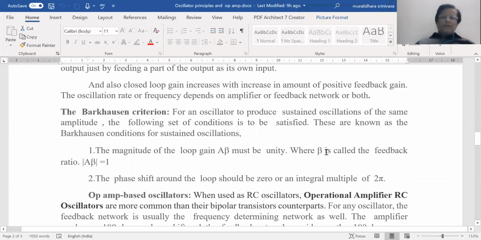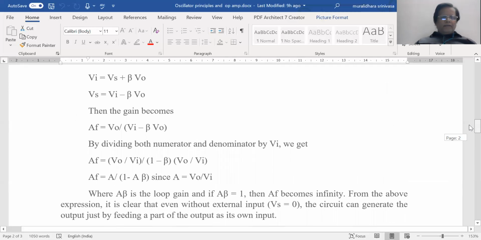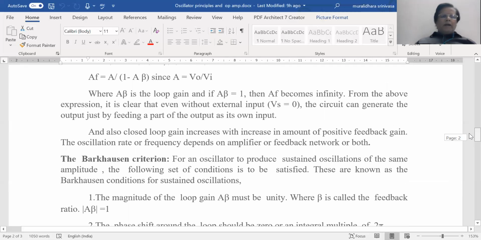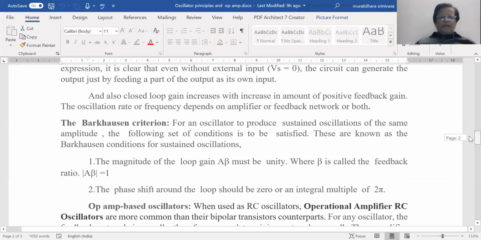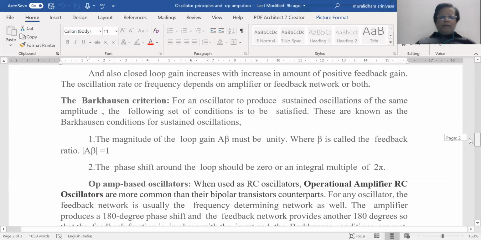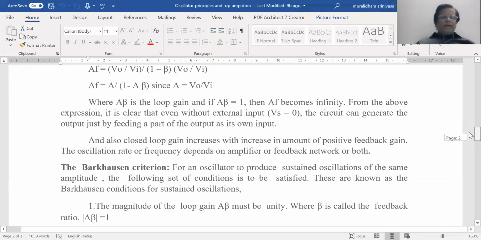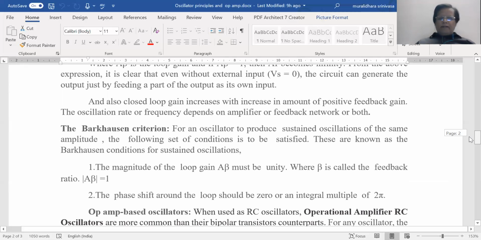Stable oscillations are produced when two conditions are met. As you saw above, the gain AF is equal to A divided by 1 minus A beta. So mod A beta should be equal to 1. This is the condition. The loop gain A beta should be unity, where beta is called the feedback ratio. If A beta becomes 1, you find that AF becomes infinity in the above equation.